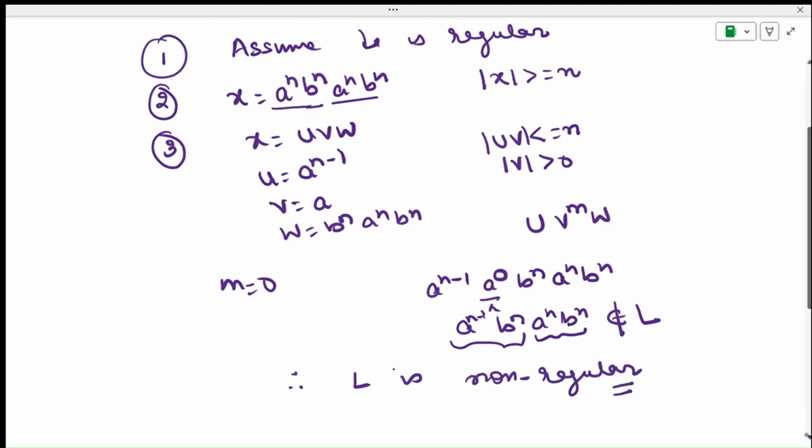If we get a contradiction on any value of m, we do not have to check for any other value of m. Here we started with m equal to 0, and on m equal to 0 only I am getting a contradiction, that is, I am getting a string which is not in the language. So we can clearly say that the language L is a non-regular language.